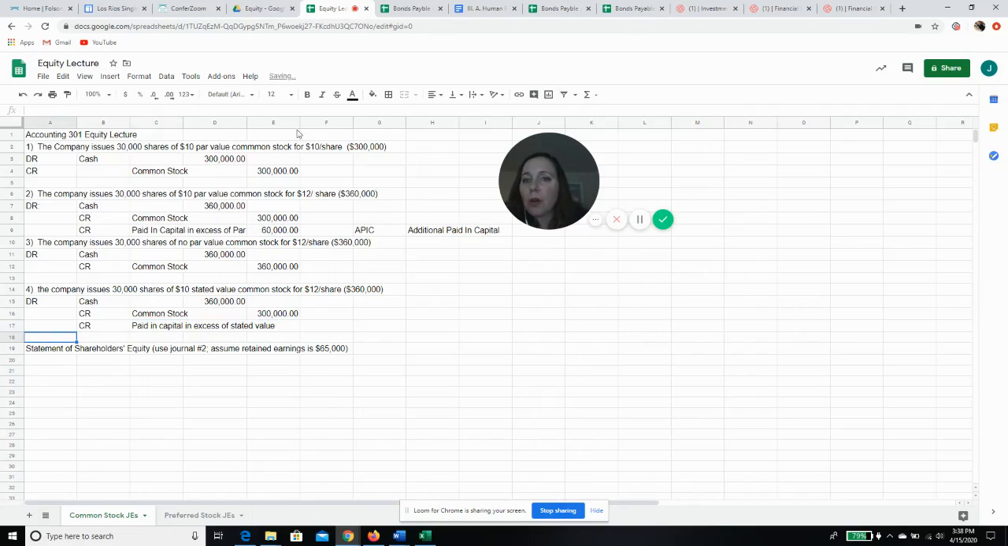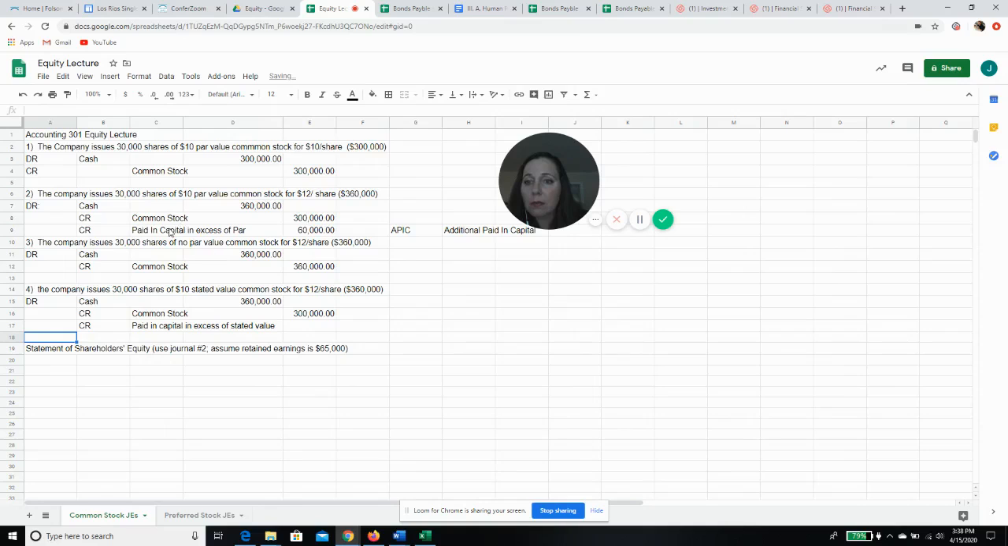All right, so now instead of having paid in capital in excess of par, which is what we had when we sold for an amount greater than our par value, we have paid in capital in excess of stated value. Other than that, these entries look almost identical.